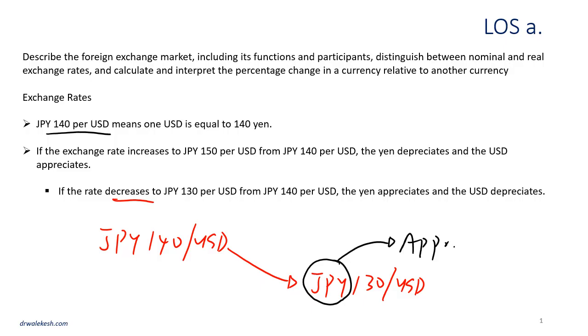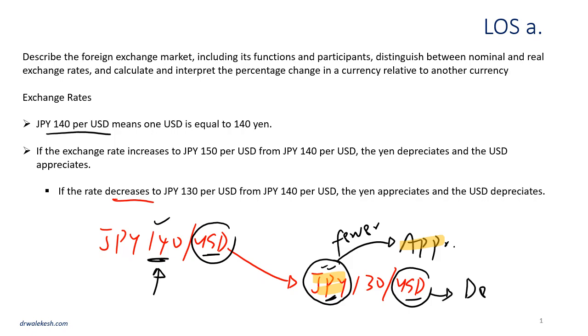Why? Japanese yen has appreciated because before now we needed more units of Japanese yen to purchase 1 US dollar, but now we need fewer units of Japanese yen to purchase the same 1 US dollar. Since Japanese yen has appreciated, that implies that US dollar has depreciated.